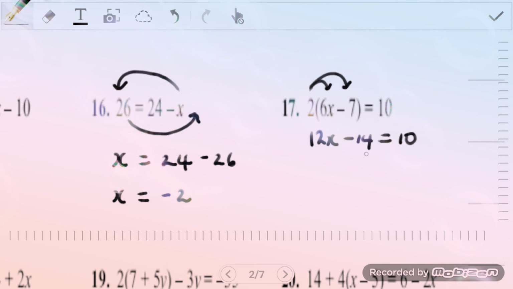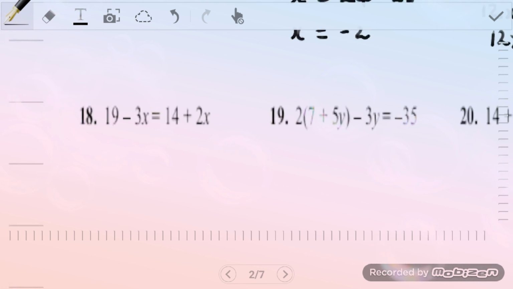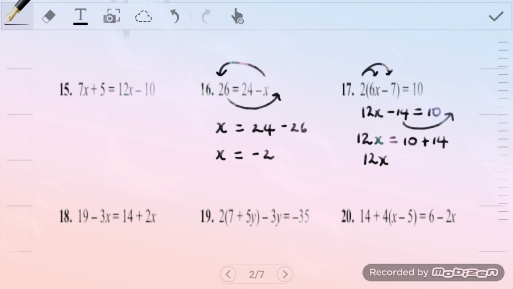Now we are going to transpose the 14. We've seen this situation come up earlier, so we all know that we're going to transpose the negative 14 here, and that's going to give us 12x is therefore equal to 10, and the negative 14 has been transposed, it becomes positive 14, and we find that 12x is then equal to 24.